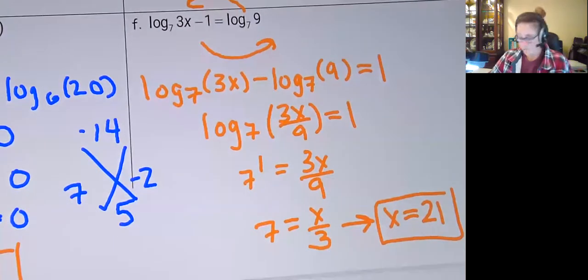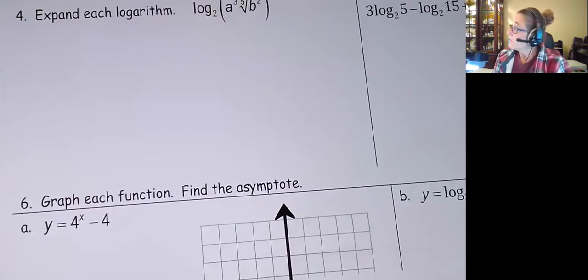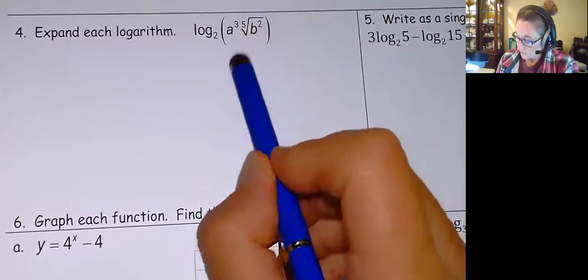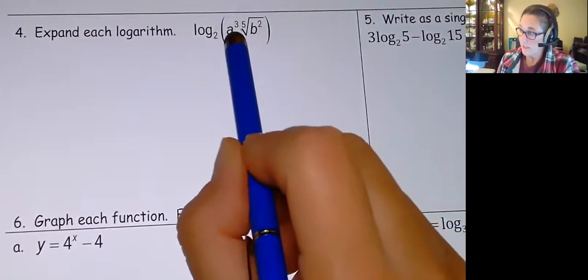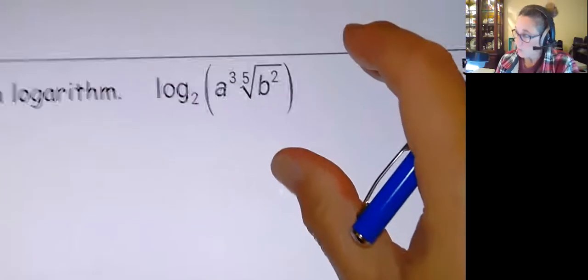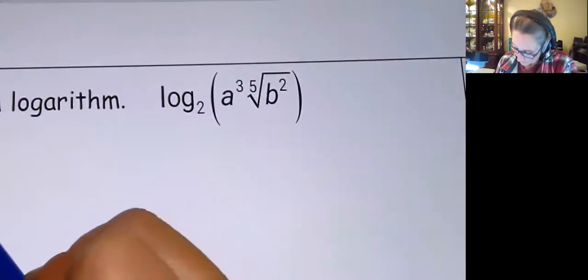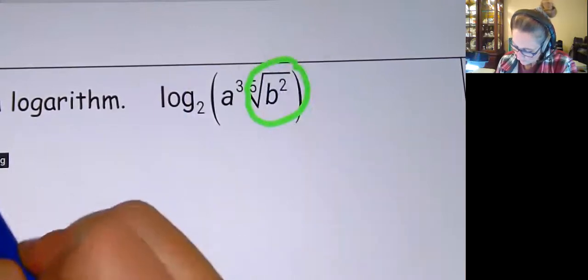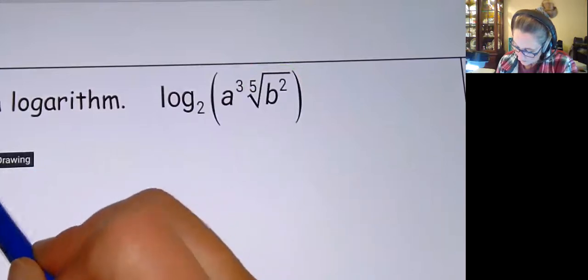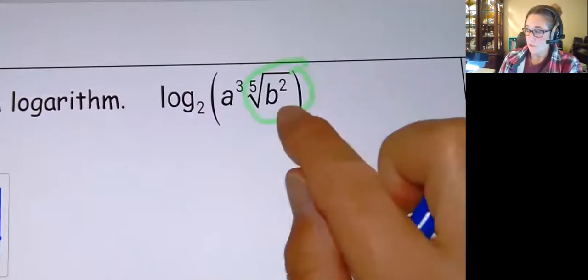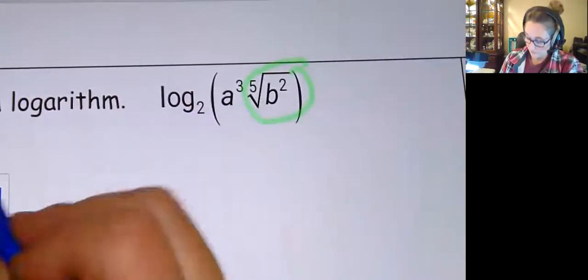Okay, so now the next set of problems. For these problems, we're going to be expanding our logarithm. So I'm going to write a log for the A and a log for the B. These are multiplying together. The one thing you want to make sure you understand is this right here. This right here is really going to be b to a power.